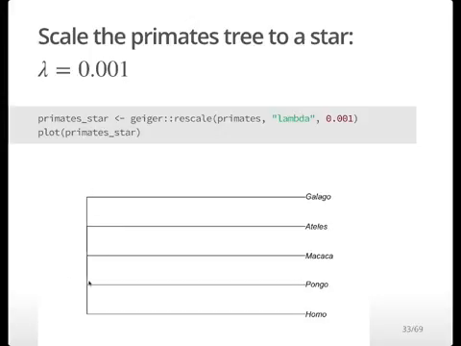So it's not a polytomy. It actually has structure to it, but you just can't see it because of the scale. So I've rescaled this tree to what we call a star phylogeny, where all the tips radiate from a single point. And so hopefully you can guess what the variance covariance matrix is going to look like here.